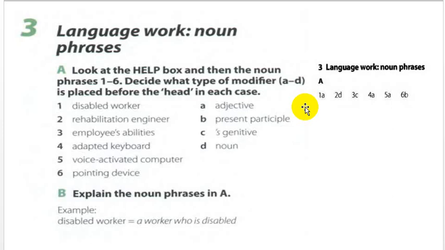Rehabilitation engineer, that is noun, because we have noun here and we have noun here. Implies ability, genitive case. Adapted keyboard, that is past participle. Voice-activated computer, that is past participle. Number 5, adjective. Pointing devices, present participle. Number 4, adapted keyboard is adjective.